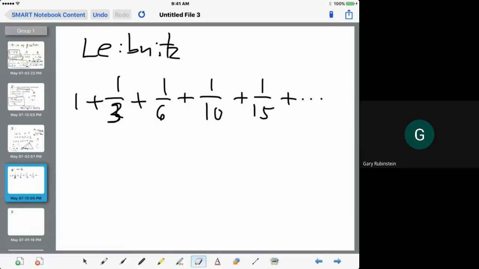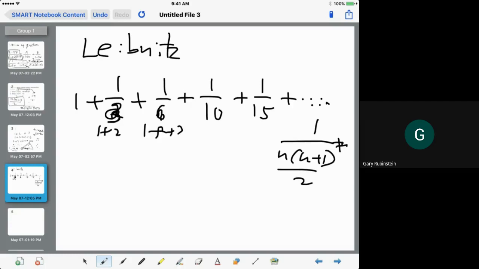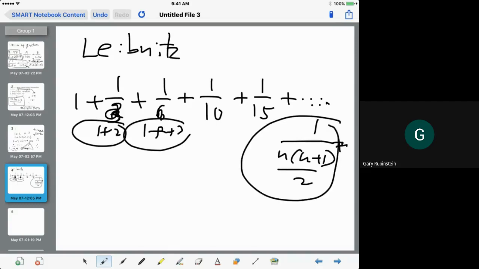So the sneaky trick to this problem is that each term, in general, is 1 over n times n plus 1 over 2. That's what all the terms are. In other words, this 3 is 1 plus 2, and this 6 is 1 plus 2 plus 3. So every single term uses the sum of the integers, which is the triangular numbers. So each term has this structure to it.